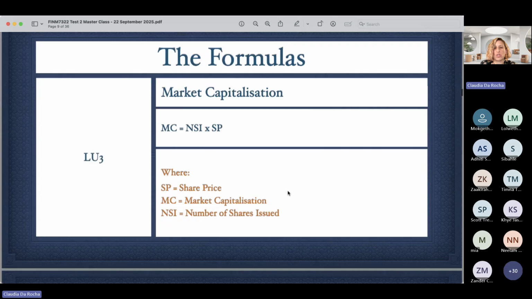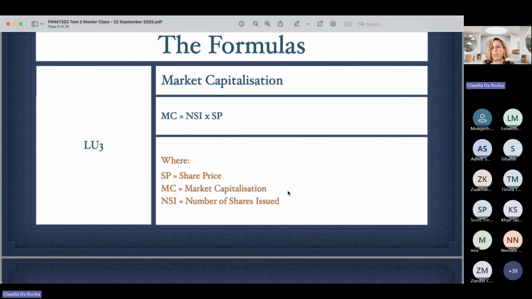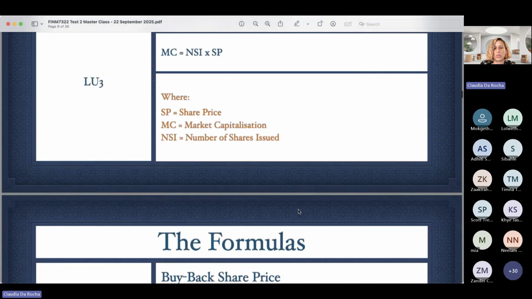Okay, let's go on to Learning Unit 4, and then I will unpack each of these in more detail on the mural on the whiteboard.